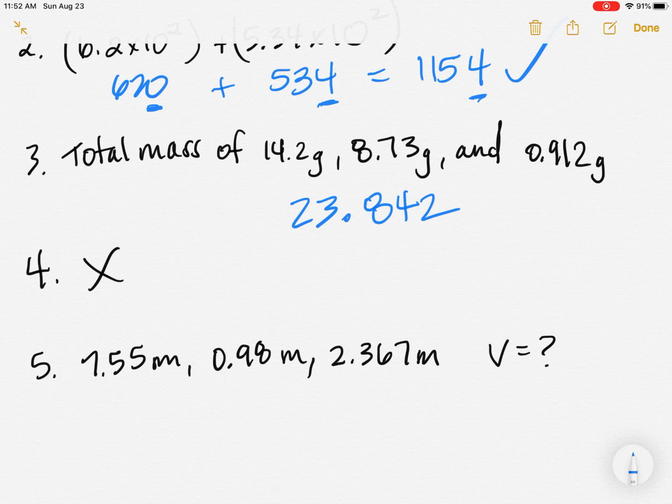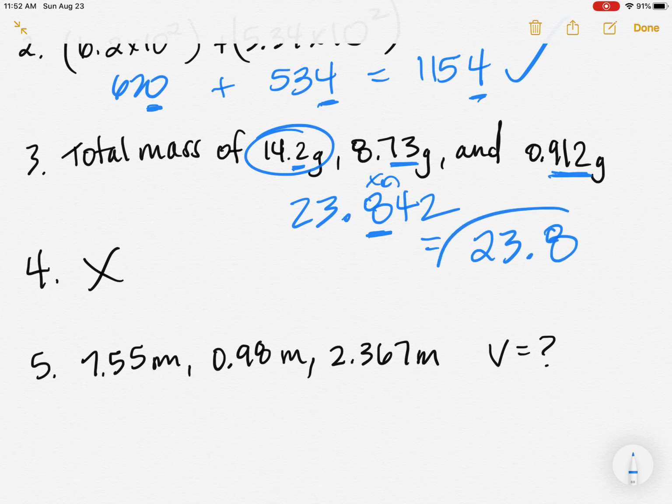But I have to ask myself, can I keep all of those decimal places? So this number has 1 decimal place, this one has 2, and this one has 3. So of course, it's this guy who's going to limit. So I can only have 1. The 4 does not round the 8 up, so I'm going to report my answer as 23.8.